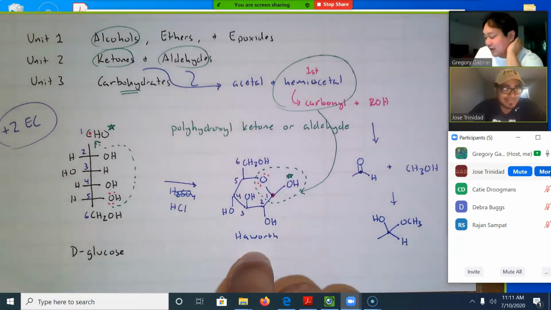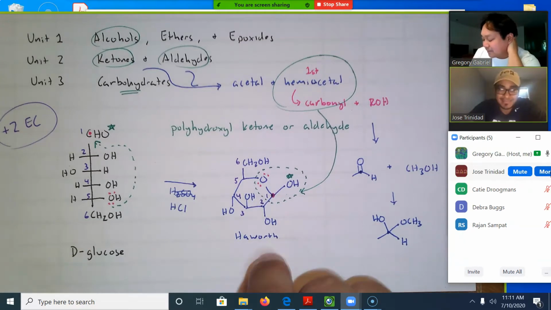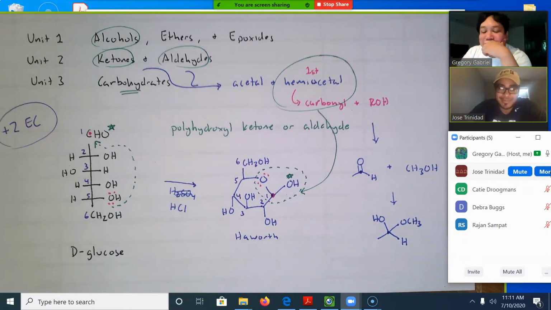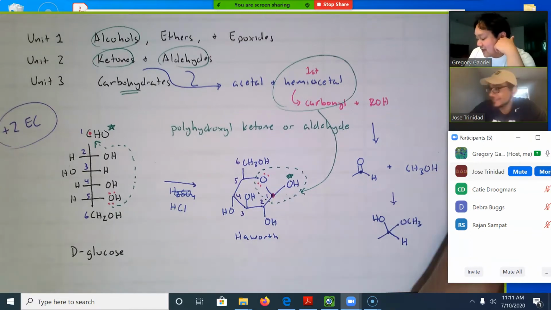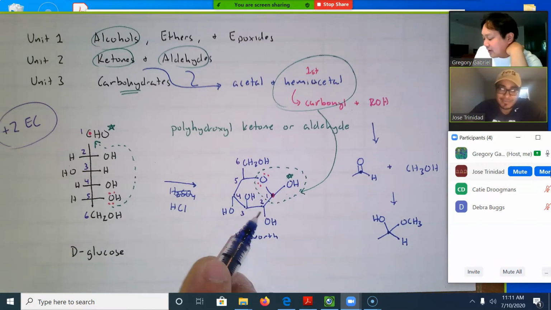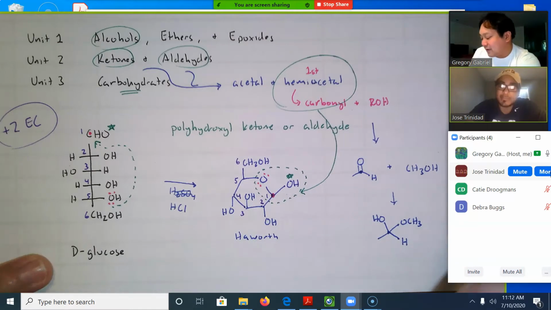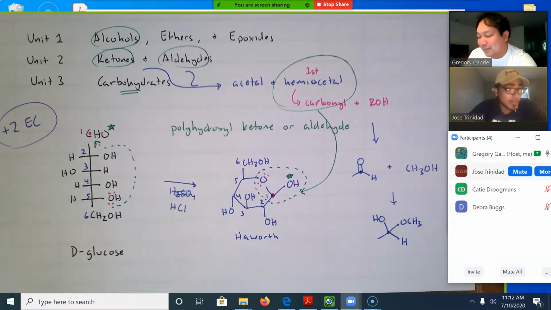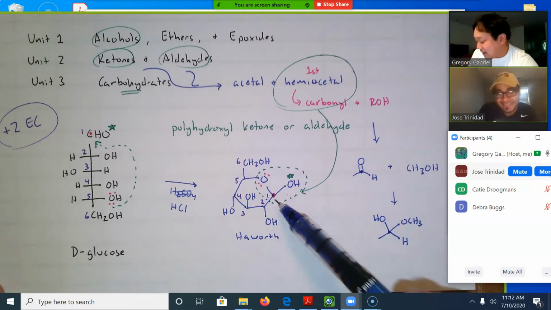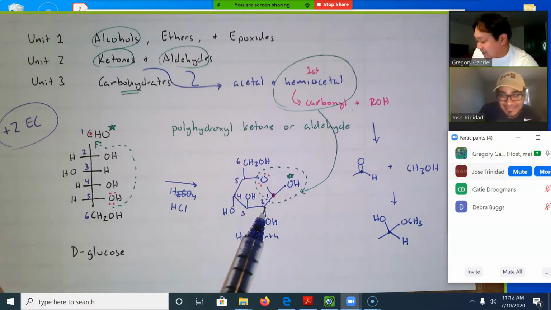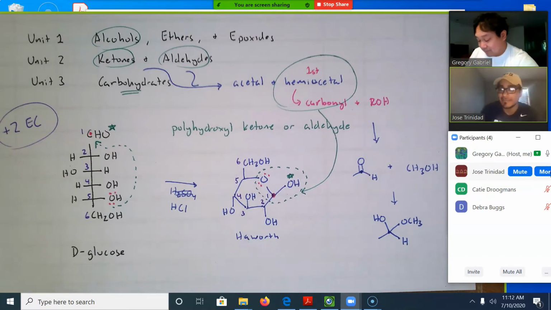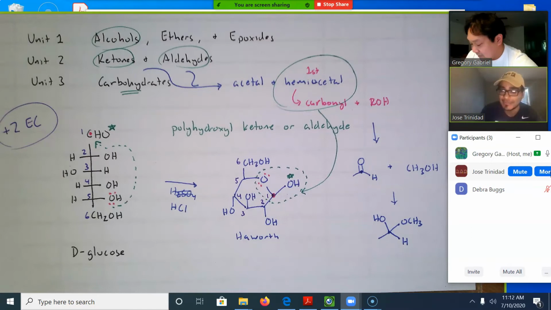See, I didn't teach your class Haworth when you took it. No, I didn't. I didn't tell you why you need to draw the OH going down and this OH going up. No, no, no, you're mixing. You're confused. You're talking about this carbon that's pink. I'm talking about all the other carbons. No, you're still confusing things.